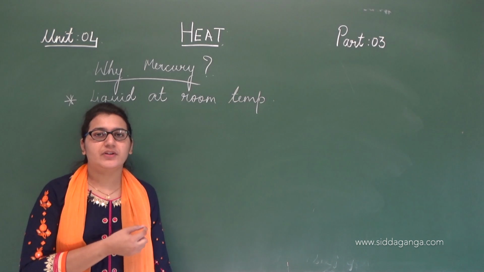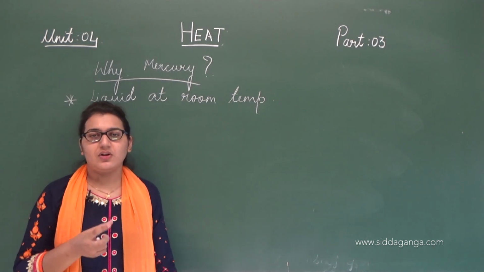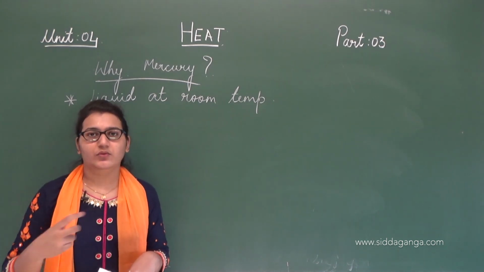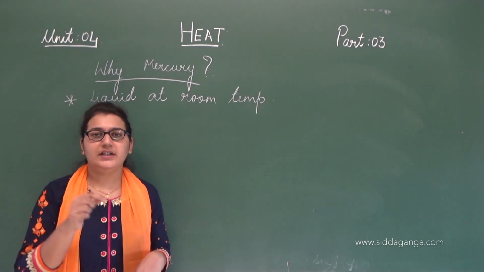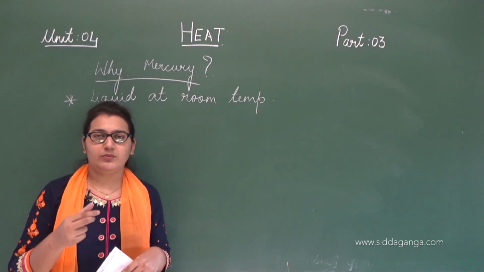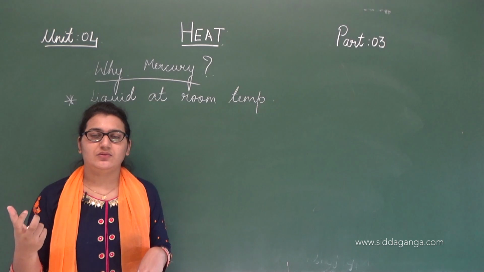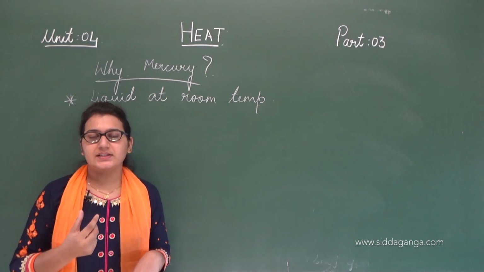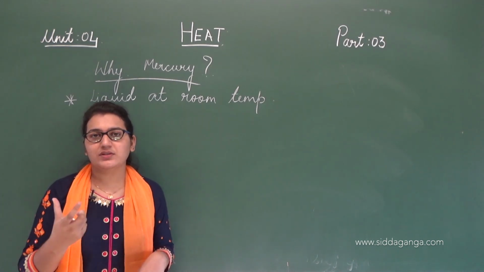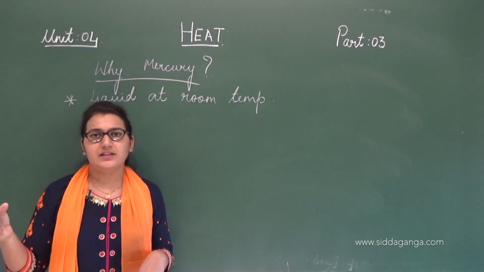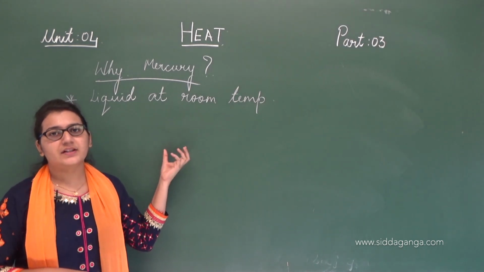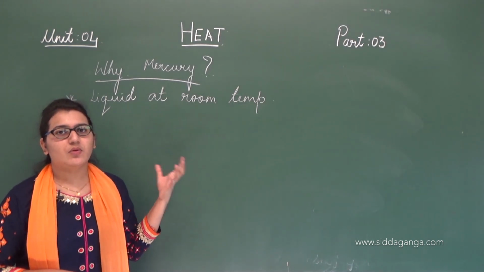Suppose the material we use is solid. Does a solid move? No. So we want something which moves. Why? Because we need to see the movement when the bulb is kept in contact with the tongue, the human body or any object. Because of the heat, the mercury expands and the level rises. The level rises because it is liquid. If it was a solid, it wouldn't have been rising. So a solid doesn't rise.